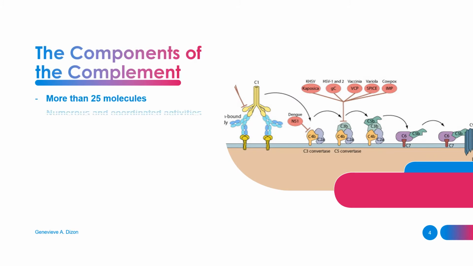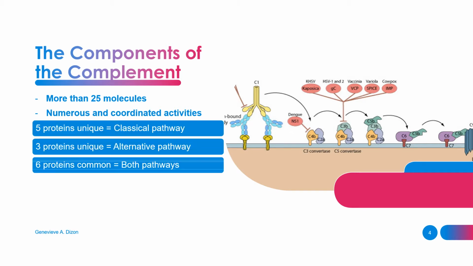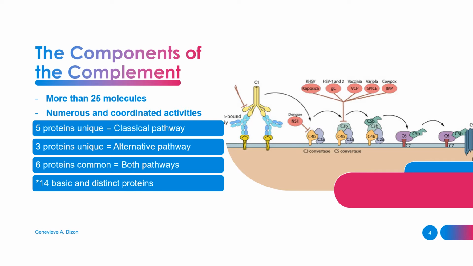The components of the complement system involve more than 25 molecules whose biologic activities are numerous and closely related. 5 proteins are uniquely seen in the classical pathway. 3 proteins are unique in the alternative pathway, and 6 proteins are common in both pathways. These make up about 14 basic and distinct proteins.